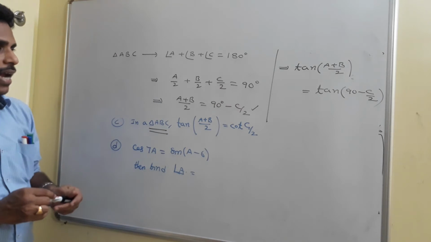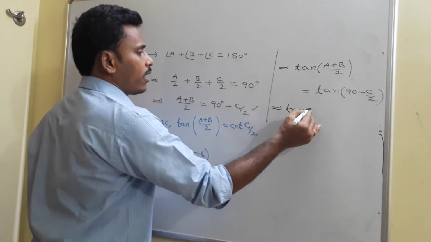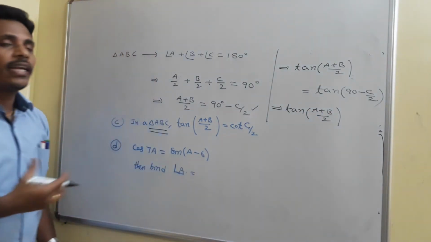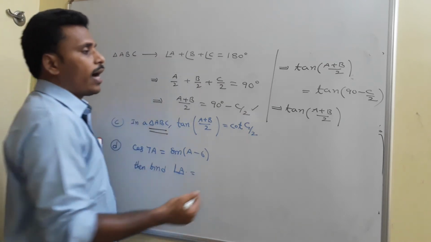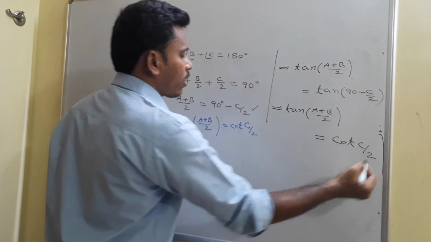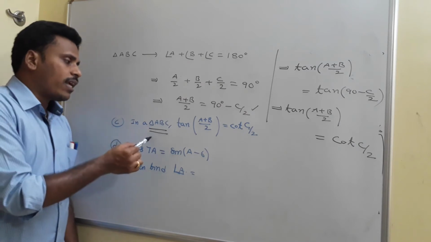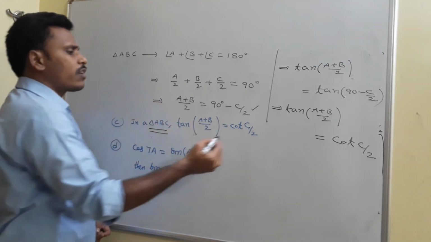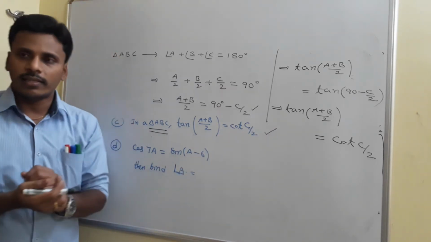Apply tan on both sides. Then the left side is just tan of (A plus B) by 2 itself, whereas the right side is tan of 90 minus. 90 minus is the first quadrant, which is clearly positive, and 90 degrees is an odd multiple, then tan will become cot, and this is cot C by 2. Very clear. Just have a look at this. In a triangle ABC, tan of (A plus B) by 2 is cot C by 2. Similarly, you can prove these types of problems related to sin and cos also. Right? I just mentioned one example here, that's it.